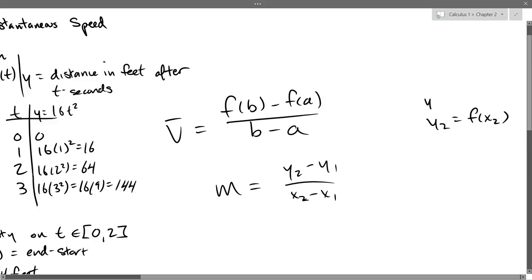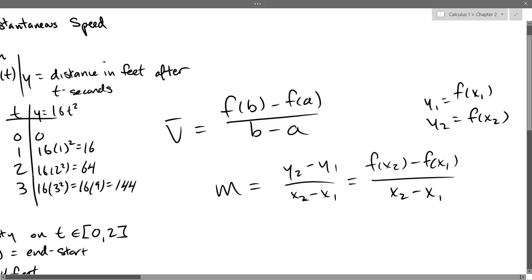y1 equals take x1 and f it. So there we go, y1 and y2: f of x1 and f of x2. So all we're doing is talking about slope.